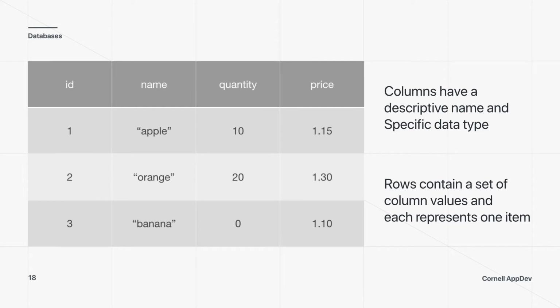Now that we've talked about the columns, how about the rows? The rows are a set of data that fills in each of the column values, and it essentially represents one item or one piece of data in a table.